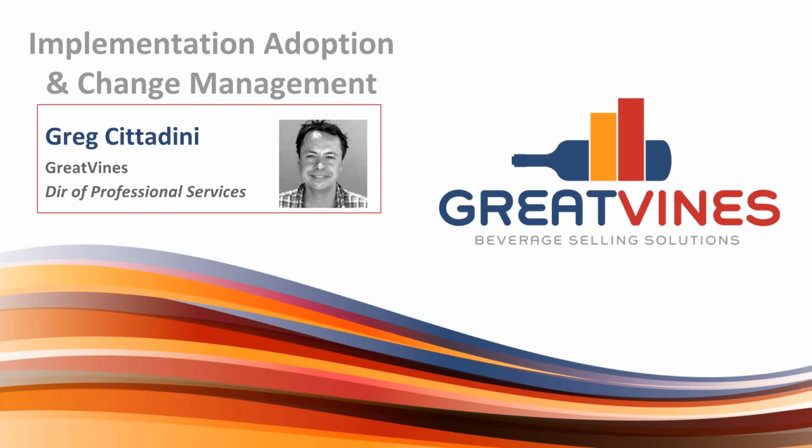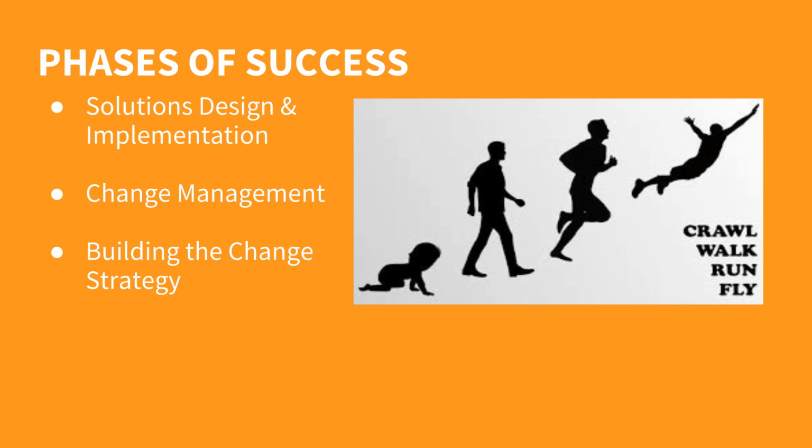Today, I'm going to talk about implementation, adoption, and change management. So everything really starts with phases of success. We're going to cover a couple topics today. First one being solution design and implementation, digging into that implementation process. Change management, a critical aspect of implementation, so we'll dig into that. And then we'll look at building the change strategy and some ideas around building strategy for change management.